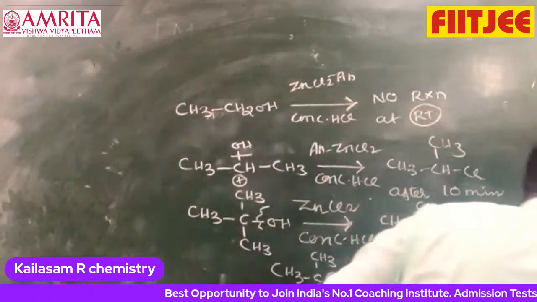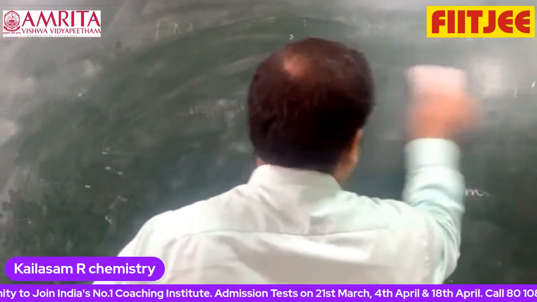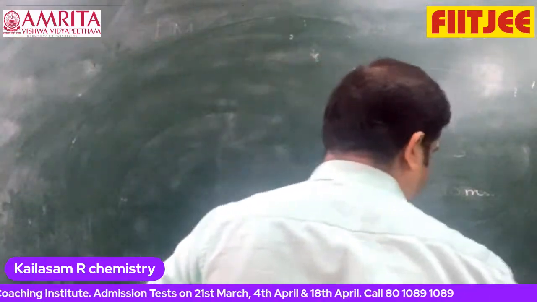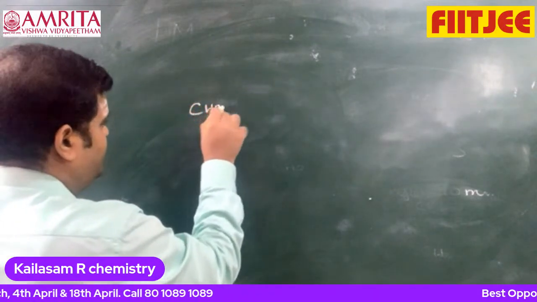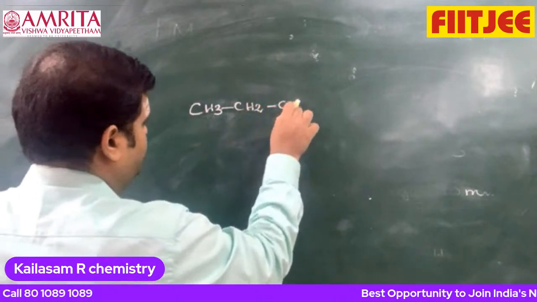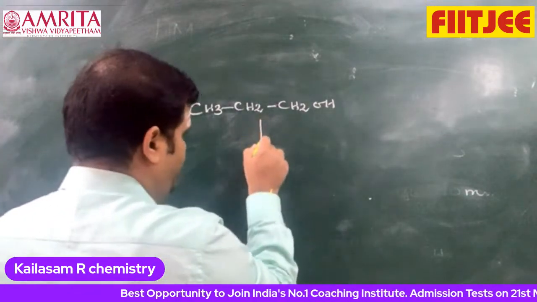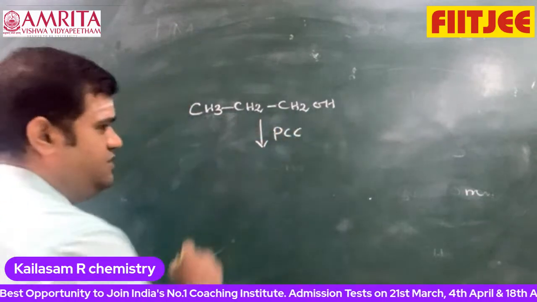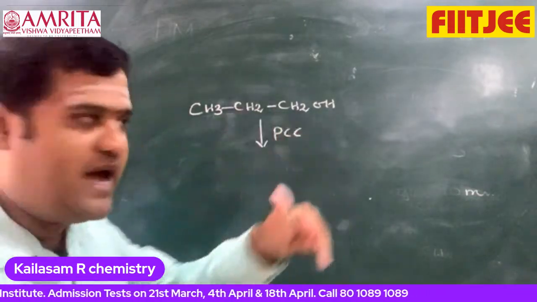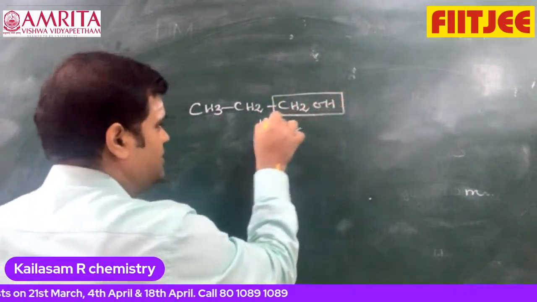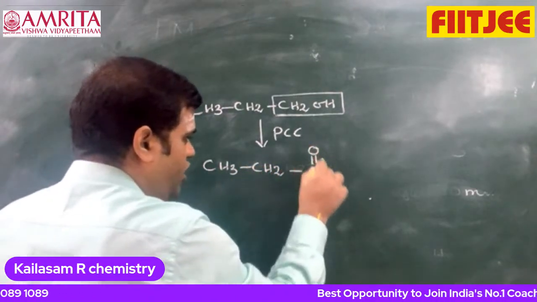Very important: oxidation of alcohol. Look at this. Now taking a very simple CH3CH2CH2OH. It's a primary alcohol. When I'm going to use a very important reagent called PCC, what is this PCC? Pyridinium chlorochromate. It's a special reagent. It converts primary alcohol into aldehyde, like this, CH3CH2CHO.